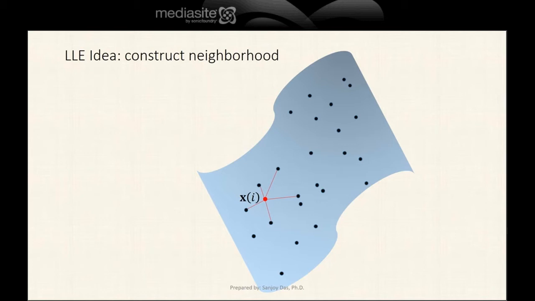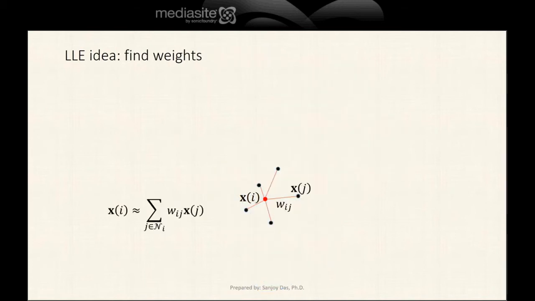For each point xi in the high-dimensional manifold, we construct a neighborhood, a k neighborhood consisting of the k nearest neighbors of each sample xi. And then we find weights so that this sample point xi can be expressed as a linear combination of its neighboring samples. Xi is approximately equal to summation wij xj.